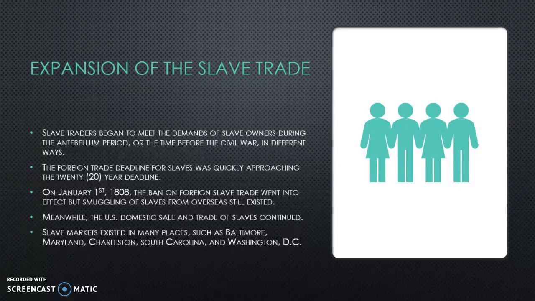For example, slave markets are going to exist in many places, such as Baltimore, Maryland, Charleston, South Carolina, and even Washington, D.C. So what this means is that you can't bring slaves over from Africa anymore, but if you want to keep trading slaves from Georgia to Alabama, or from Mississippi to Maryland, or wherever, that's okay.